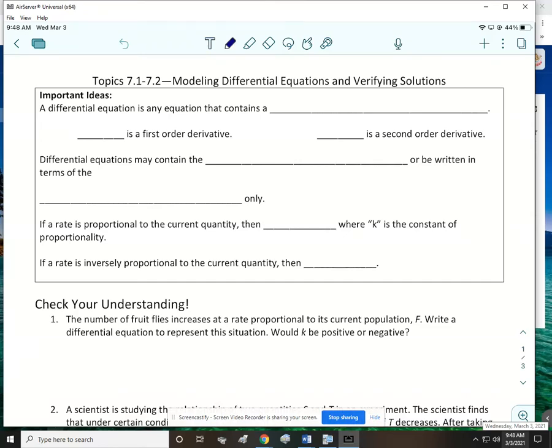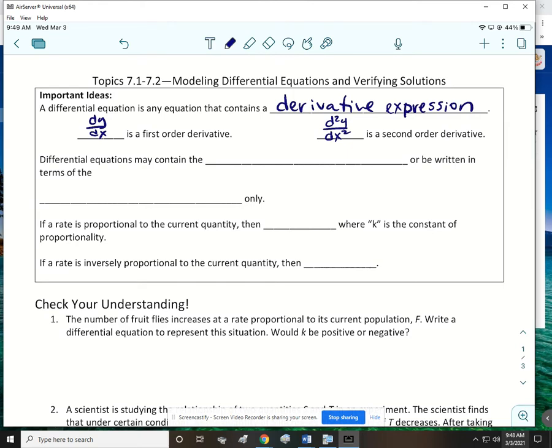All right, so we are getting ready to start Unit 7, and Unit 7 is all about differential equations. Today is kind of an introductory lesson to differential equations. A differential equation is any equation that contains a derivative expression. The notation that we use here is most of the time Leibniz form, which is dy over dx for the first derivative, and for a second derivative, it's d2y over dx2.